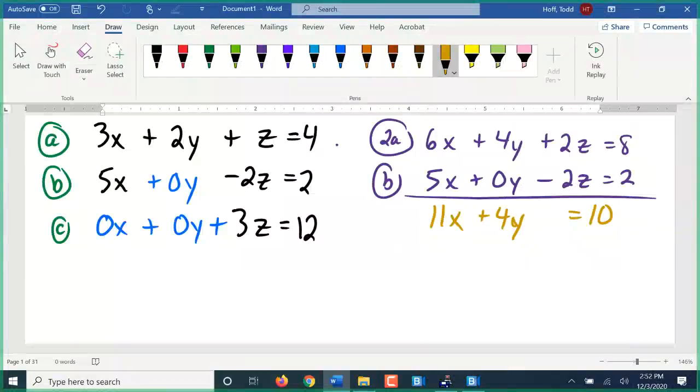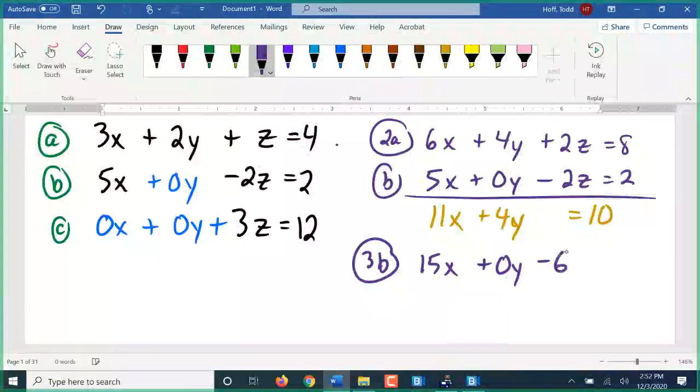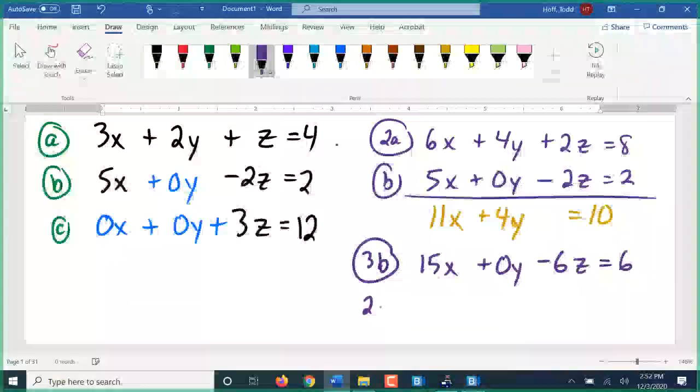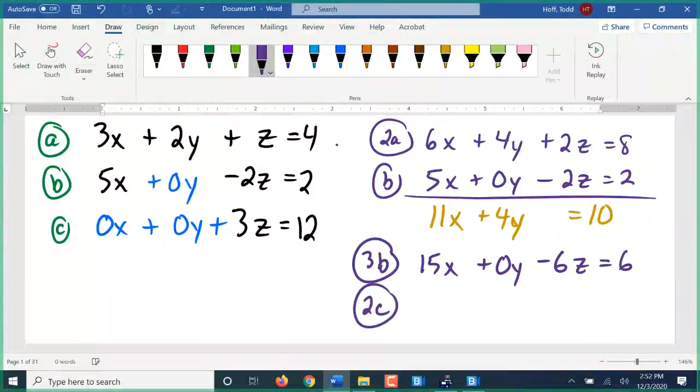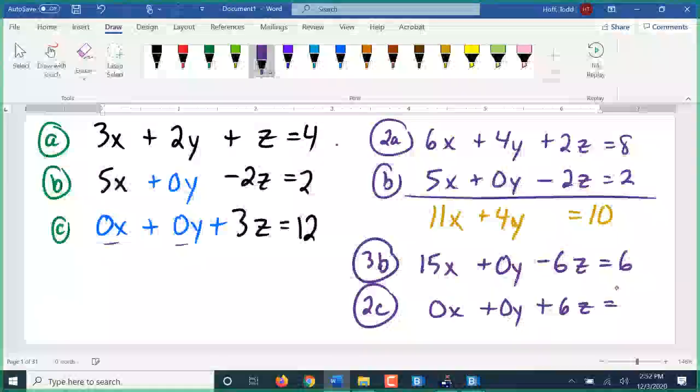Now I'm going to do a similar thing for equation C. I'm going to use B. I'm going to use 3 times B, which is going to make 3 times 5x is 15x. 3 times 0y is still going to be 0y. 3 times negative 2z will be a negative 6z. And 3 times 2 is 6. Then I'm going to use 2 times equation C. 2 times 0x and 2 times 0y are still just 0x and 0y. 2 times 3z is a positive 6z, and 2 times 12 is 24.